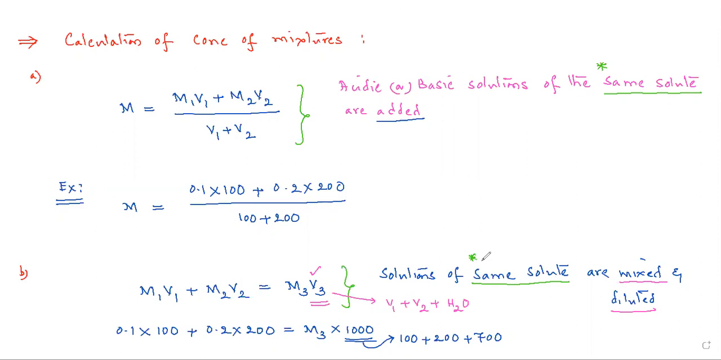Okay. But when we go for normality, of course, we can take different solutes, but they must be, say, if you are adding, either all acidic or all basic. But if acidic and basic solutions are mixed, then it will be different. We'll see that. But for now, remember, the first case is only when the two solutions are added. The second case is when the two solutions are added and diluted.